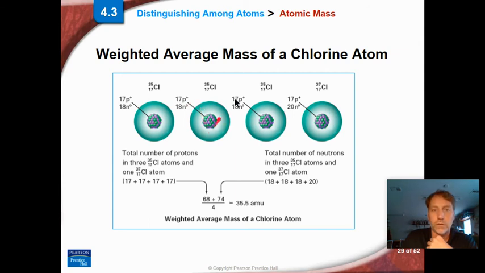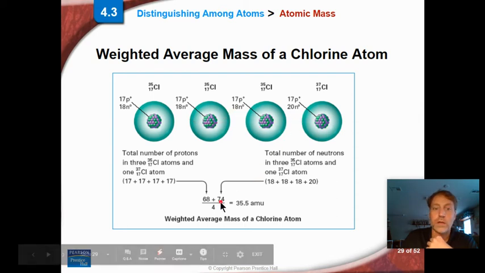17 in here, 17 in here, 17 in here. So we add those up. 17 plus 17 is 68. And then you add the total number of neutrons up. So that would be 18. 18 plus 18 plus 20. That's going to give you 74.